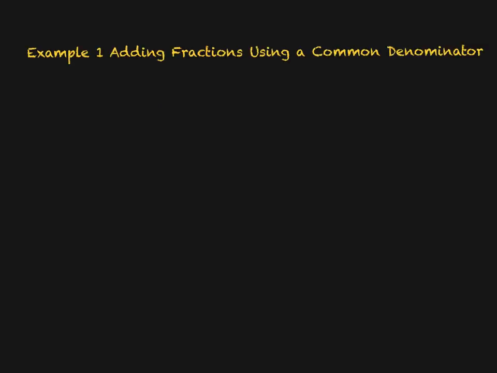Example 1, adding fractions using a common denominator. So if we're trying to find 5/8 plus 1/6, what we're going to do is rewrite the fractions with a common denominator, and we're going to use the product of the denominators as the common denominator. So 5/8 plus 1/6, what it would look like is we're going to take and multiply the 8 times 6. So it will really look like this, 8 times 6 over, remember, whatever I do to the bottom, I have to do it to the top.